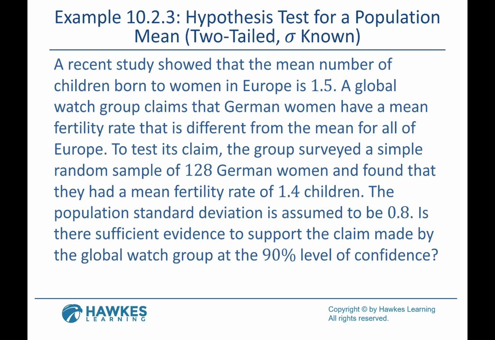Looking at our problem, we'll skip down to where it talks about the sample data. Okay, it says the group surveyed a simple random sample of 128 German women. That's our sample size, n. Found that they had a mean fertility rate of 1.4. That's the mean of our sample data, x bar. And it tells us the population standard deviation is assumed to be 0.8, so that is sigma.